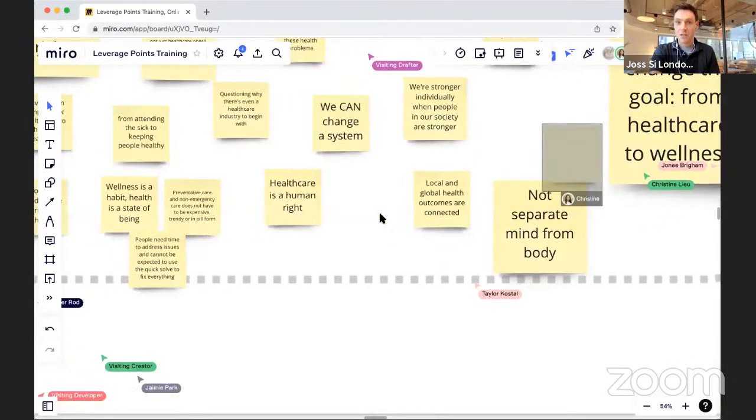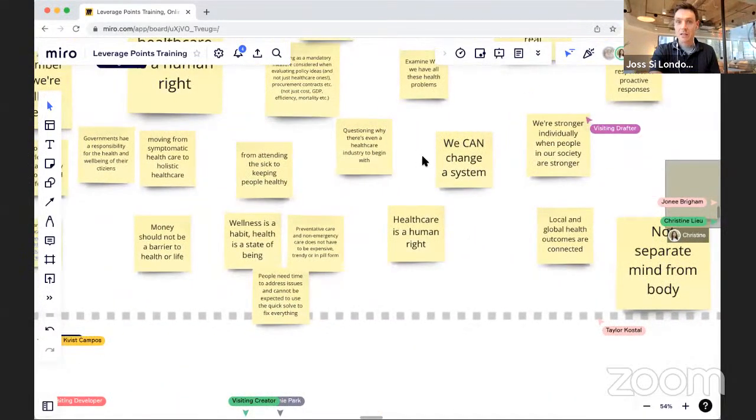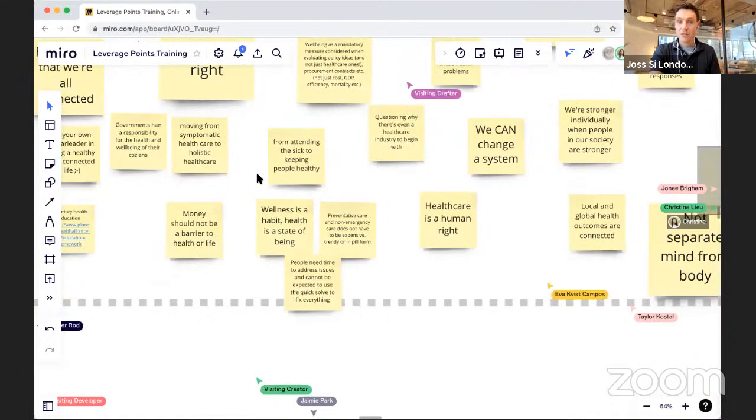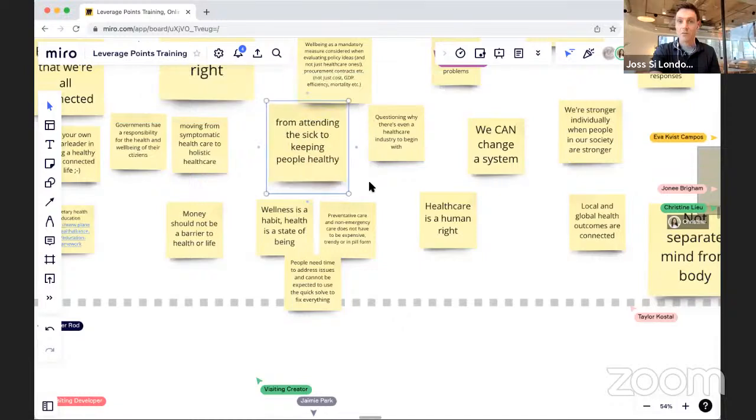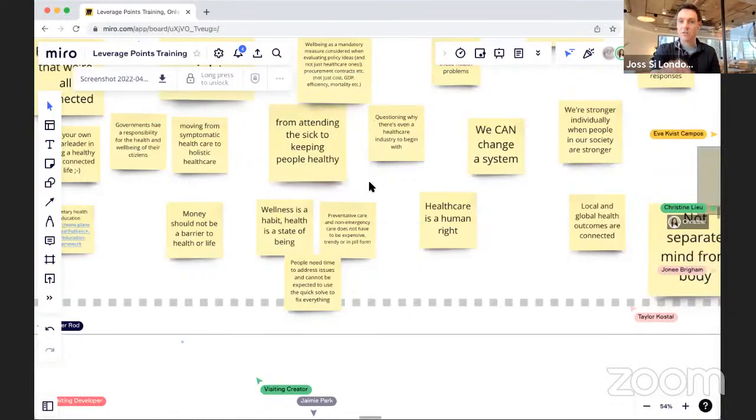Healthcare is a human right. Question why there's even a healthcare industry to begin with, from attending the sick to keeping people healthy. Yeah, that would be a paradigm shift, right? That kind of gets to a goal, doesn't it?